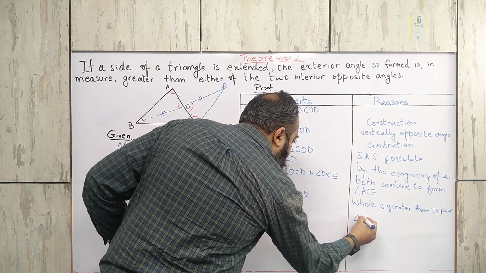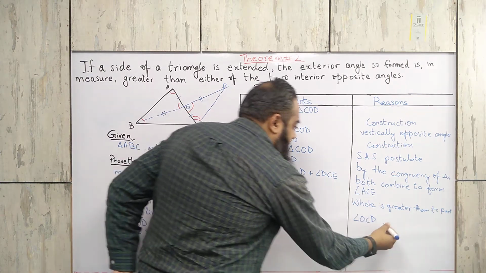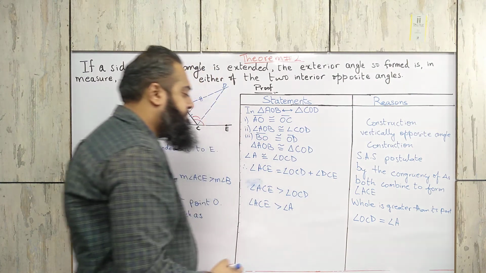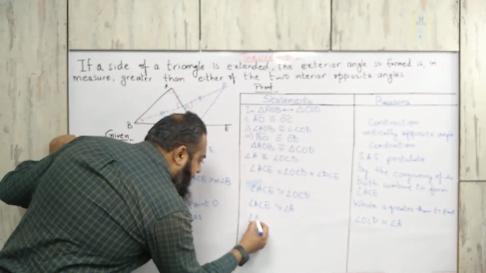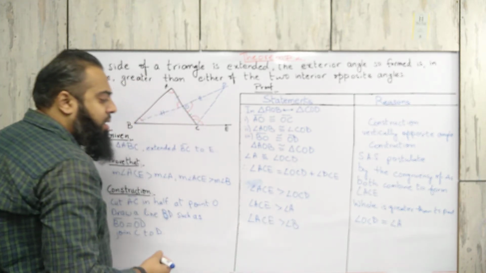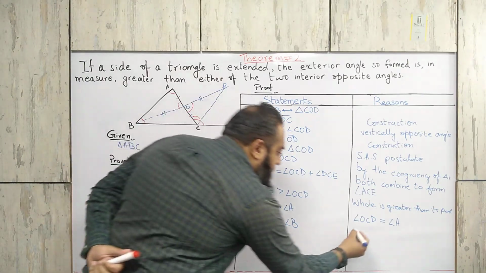And in the reason we can write angle OCD is equal to angle A, because both are congruent according to the congruency of the triangles we have proven above. And now angle ACE will be greater than angle B also, by repeating the above process.